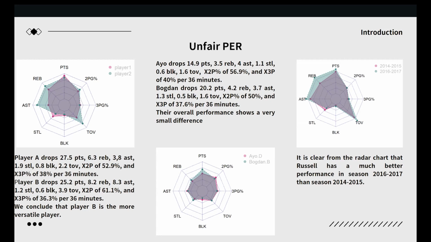We conclude that player B is the more versatile player, as we can see from the radar charts. The green chart is player 2, and the pink picture is player 1. So from the radar charts, our intuition is obviously right, that B is a more versatile player. However, PER, the advanced metric of comprehensive evaluation of players, favors player A over player B.